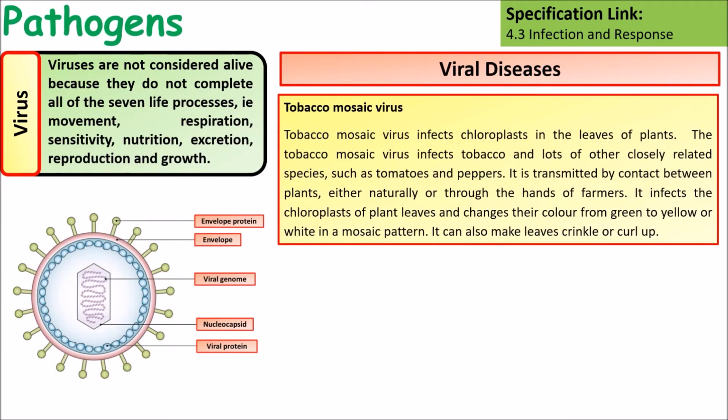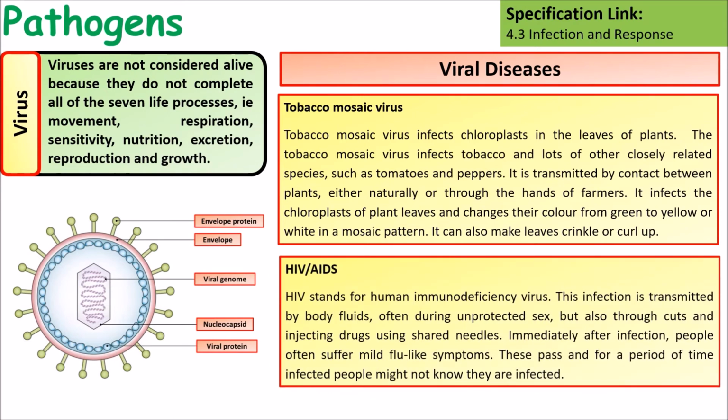So, two main viral diseases that you need to know about are tobacco mosaic virus and HIV. So tobacco mosaic virus infects plants, they affect the chlorophyll and the chloroplast in the plants, which has a knock-on effect by not enabling the plant to photosynthesize, so it can't produce any glucose that it needs.